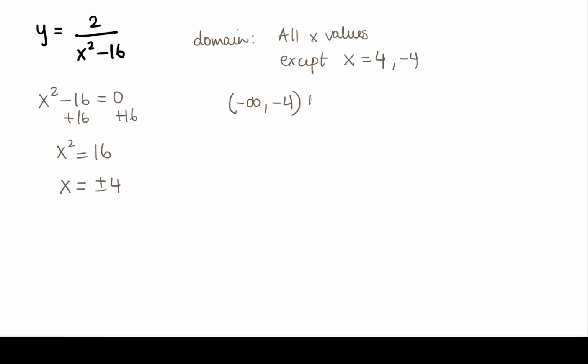And now we use union when we have more than one data set. So union from negative 4 to 4, we're using parentheses since we're not including the endpoints. And then again union from 4 to infinity. Now this notation includes every number of x except negative 4 and 4.